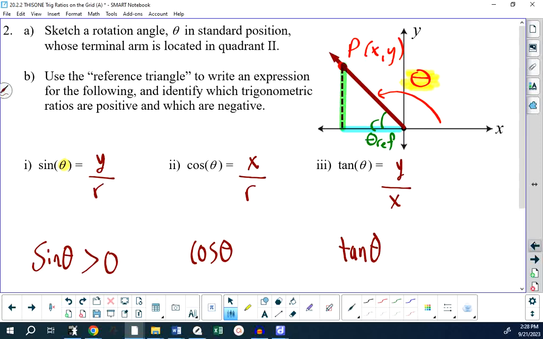Continue, please. Cosine and tan would be negative. Okay, let's start with cosine. Cosine of theta will be negative. Can you explain? Maybe I'll do this.